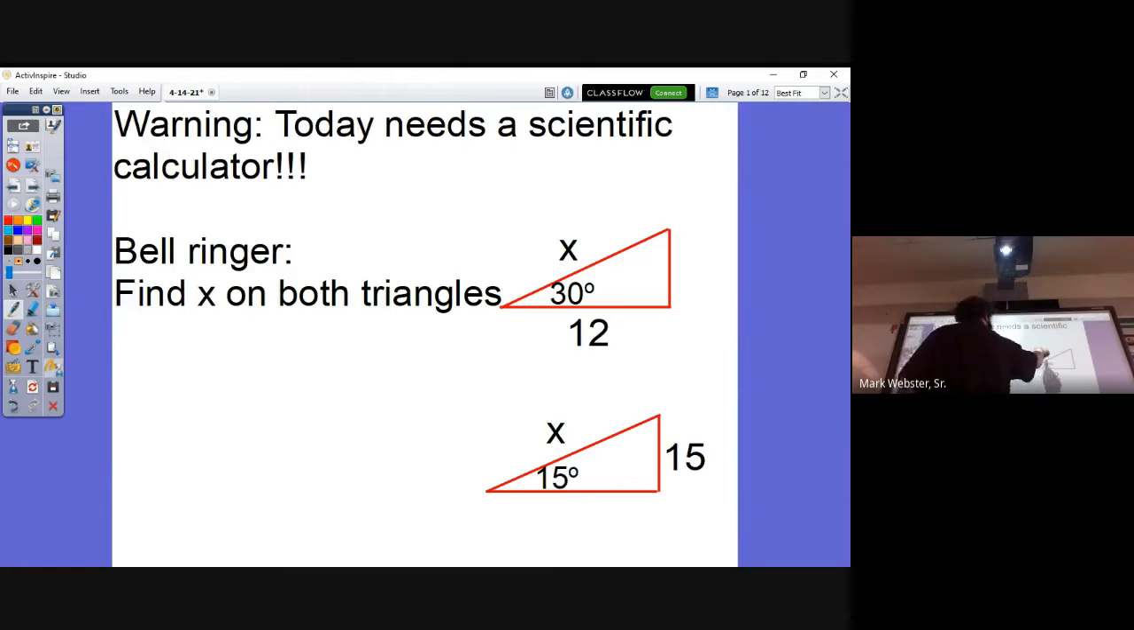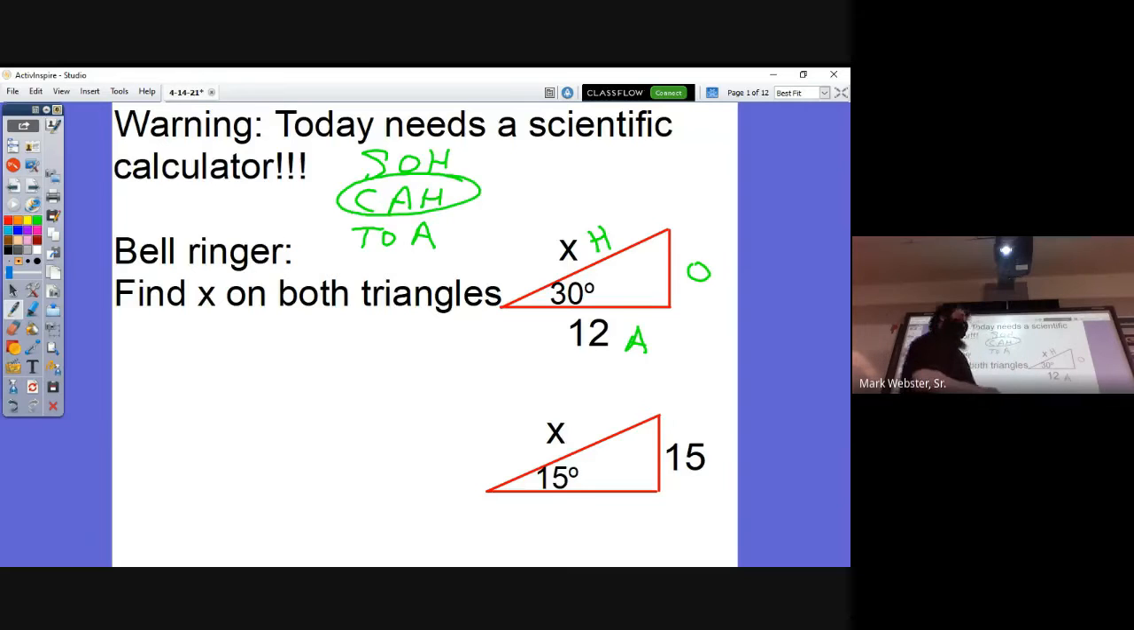So we want to find x for both triangles. Remember, when we're doing trigonometry, label your sides: opposite, adjacent, and hypotenuse, right? So this one, we've got adjacent over hypotenuse. Here, we've got the adjacent and the hypotenuse, so we better be using cosine. So for this first one, the cosine of 30 degrees is adjacent over hypotenuse.